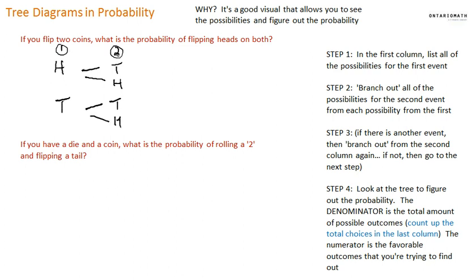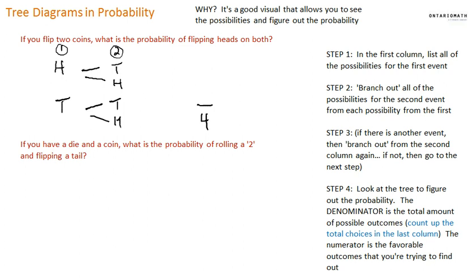Now that I've done the two coins, I can use the tree diagram to figure out the probability of flipping heads on both. I skipped directly to step 4 because there's only two events happening. I'm going to figure out what the denominator is in my fraction by counting the number of possibilities in the second column: 1, 2, 3, 4. So my denominator is 4.